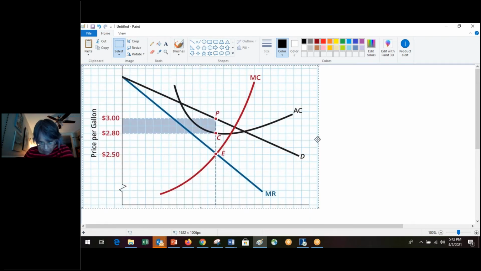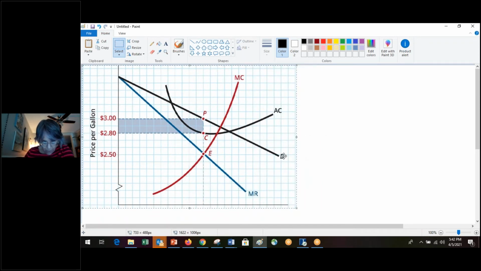So in this graph, they are making a profit. So what would happen is, oh, wow, they're making a profit in this industry. So John, Jane, and Mike all decide to come in and sell this product.